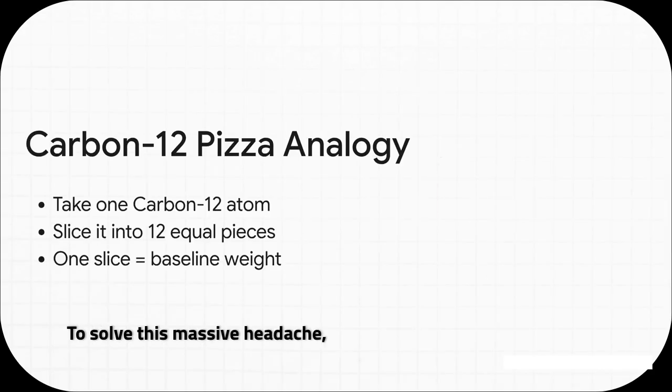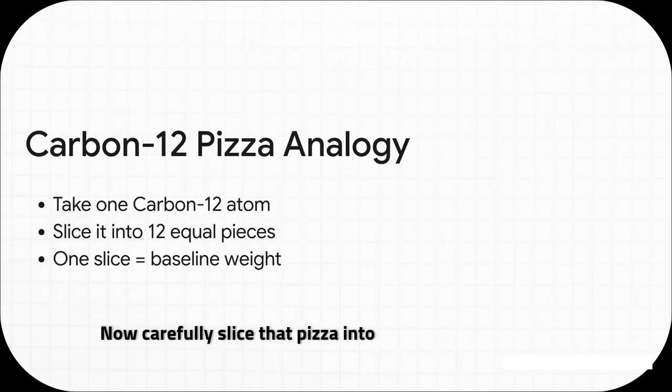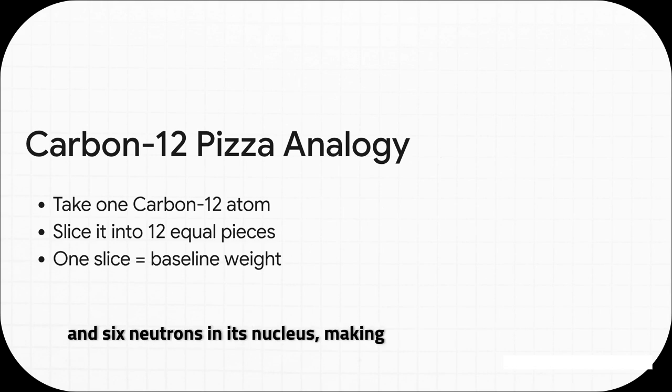To solve this massive headache, scientists needed an anchor point, a universally agreed upon standard, and they eventually landed on carbon-12. Let's use a visual metaphor to really picture this. Imagine a single atom of carbon-12 as a perfect microscopic pizza. Now carefully slice that pizza into 12 strictly equal pieces. Because carbon-12 has exactly 6 protons and 6 neutrons in its nucleus, making 12 heavy particles in total, one of those slices essentially represents the weight of a single fundamental particle. And just like that, one perfectly equal slice becomes our universal baseline weight.